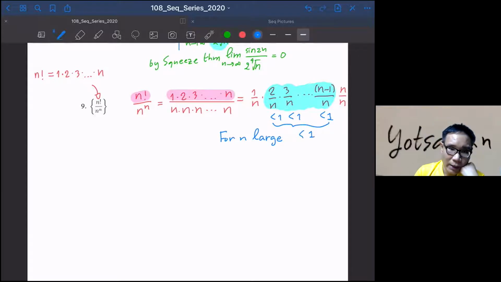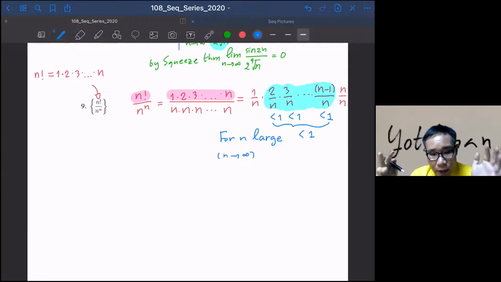Let me explain this again. The thing that I'd like you to notice is for n large. Why do we care when n is large? Because we care about n going to infinity. We would like to study the behavior of the sequence when n is large. And when n goes to infinity, 2 over n, 3 over n, up to n minus 1 over n turn out to be less than 1. So the blue part here will be less than 1.